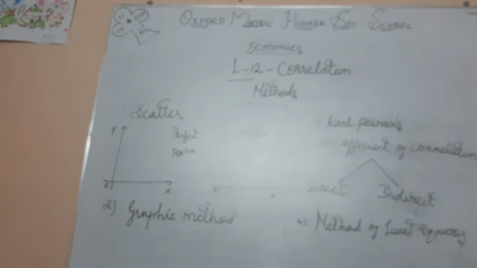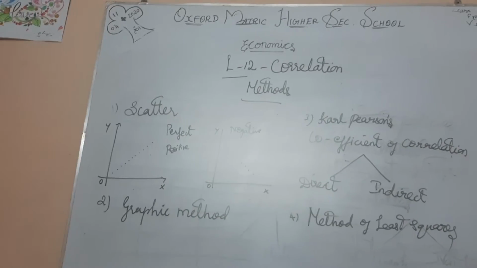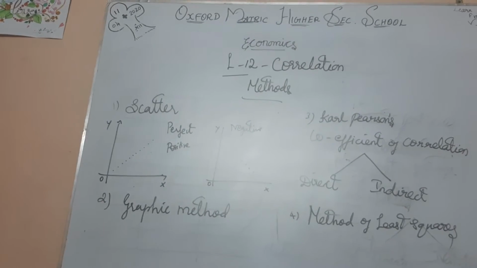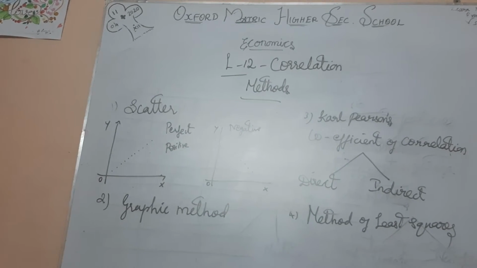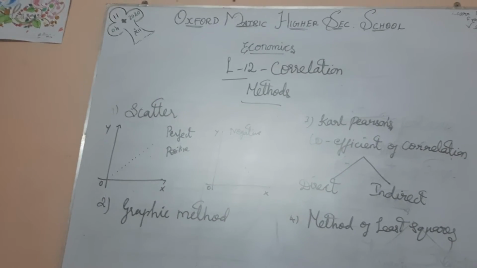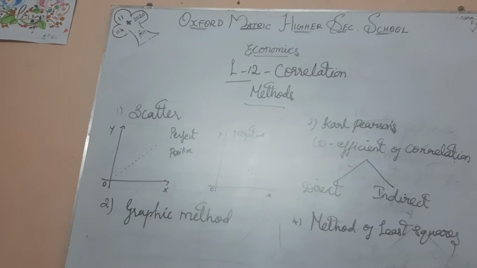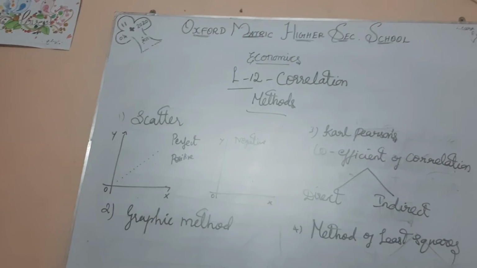Advantages of the scatter diagram method. It is a very simple and non-mathematical method. It is not influenced by the size of extreme items. It is the first step in testing the relationship between the two variables.